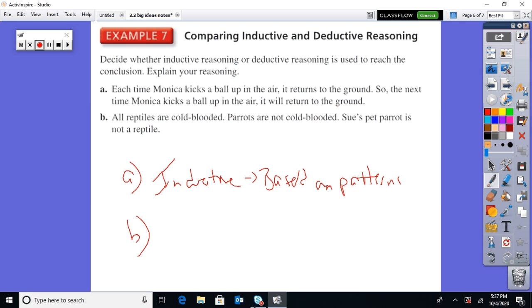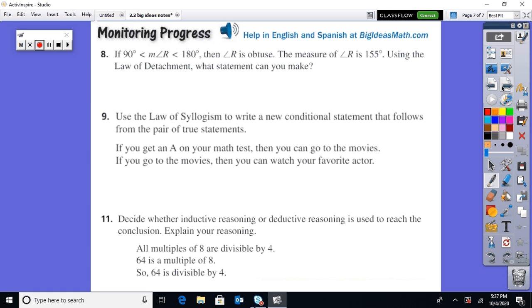And then B, all reptiles are cold-blooded. Parrots are not cold-blooded. Sue's pet parrot is not a reptile. So this is straight up deductive because you're using laws or rules or definitions. This one is based on your laws, all right, of detachment and syllogism. All right, pause the video here, try these, and see what you come up with.